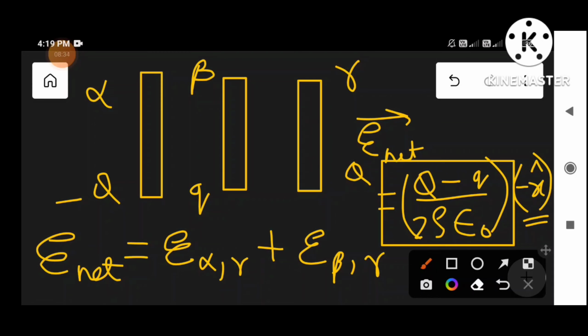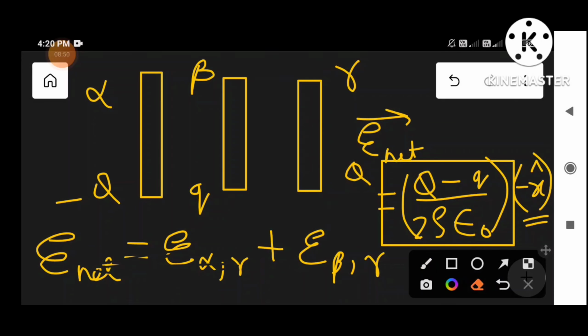And so we can write the net electric field like this. This is just a vector equation, and whatever you mention to be the direction of the unit vector, you can accordingly write the total electric field on plate gamma before collision. So this is our final expression. Now we move on to the second part of this problem.